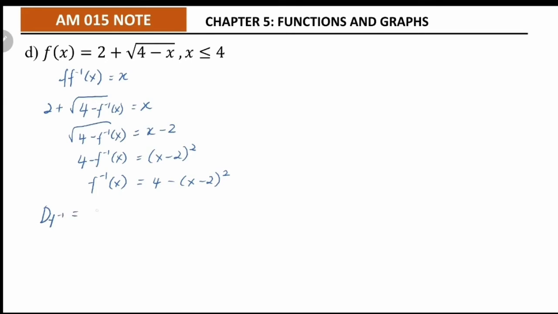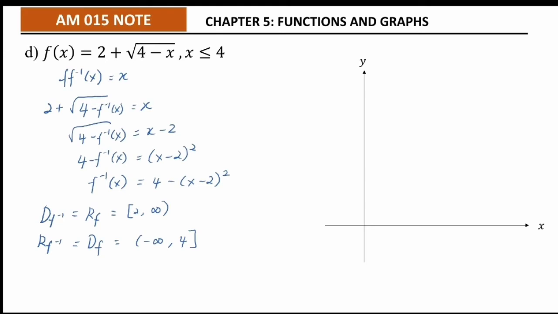Domain of f inverse equals the range of f, the constant is 2, so the range is 2 to infinity. And then the range of f inverse equals the domain of f, x less than or equal to 4, so negative infinity to 4 included. Sketch the graph. f(x) is a square root function, positive square root of negative x, so above and to the left towards negative x. The starting point: 4 minus x equals 0, so x equals 4 and y equals 2. So (4, 2), the starting point is here. And then above and to the right.